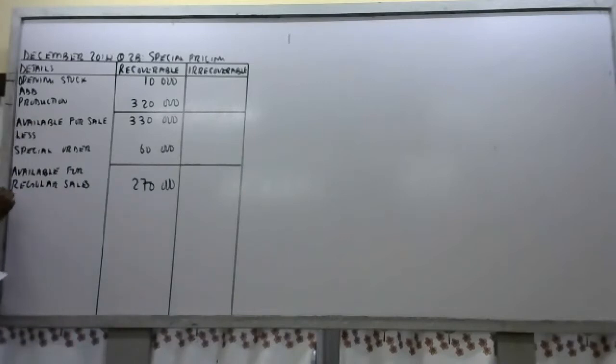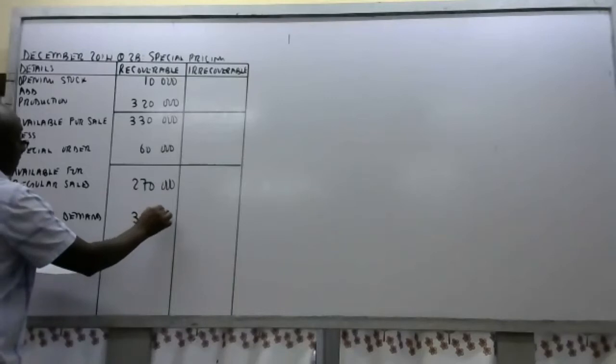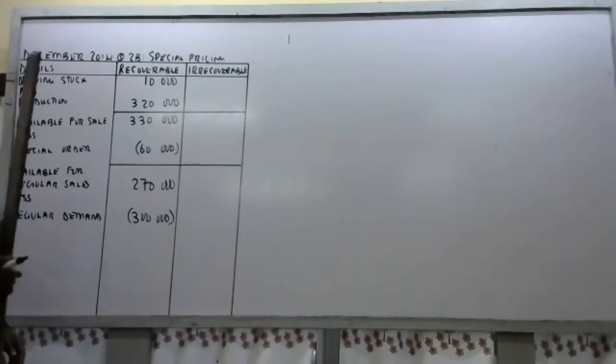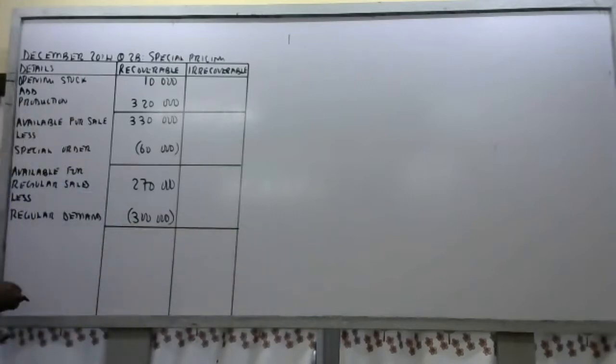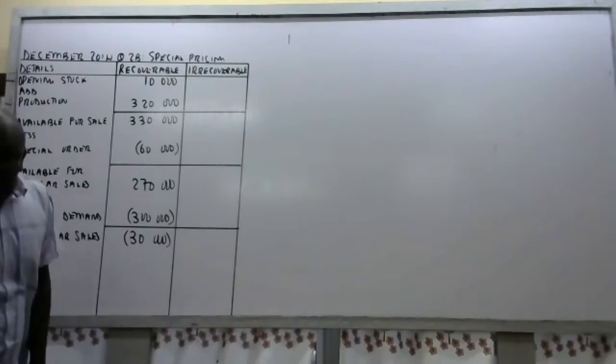Then you say less regular demand. So regular demand, according to information 3, is 300,000. When you do that, you get a figure we will call lost regular sales. So we are going to lose 30,000.